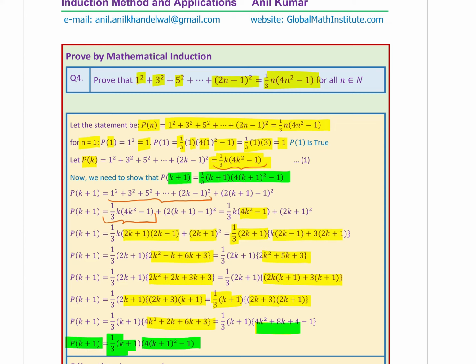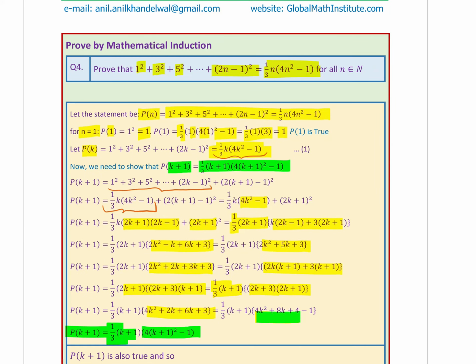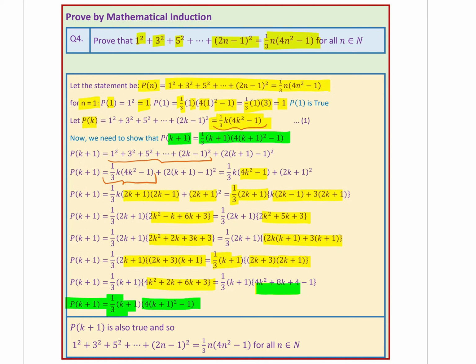So we have shown that it works for P(k+1) also. So the statement is now again true for the value k plus 1, and therefore we can conclude that the statement is true for all natural numbers. But writing that statement as we have written here is kind of important, right? So that is how you should finish it off.